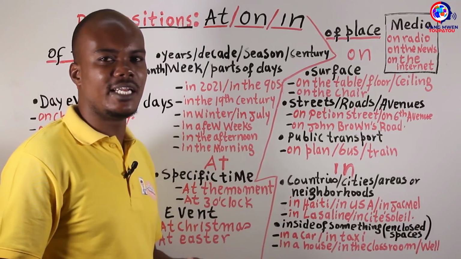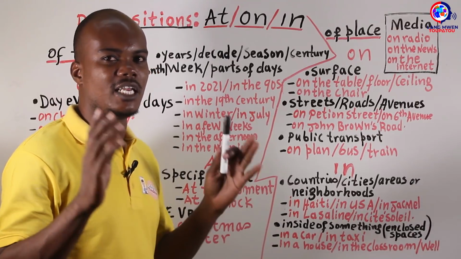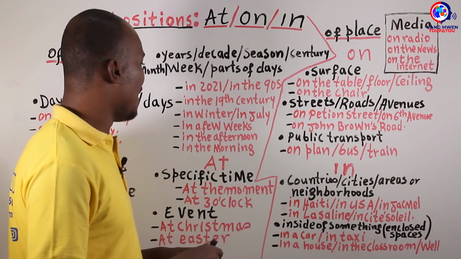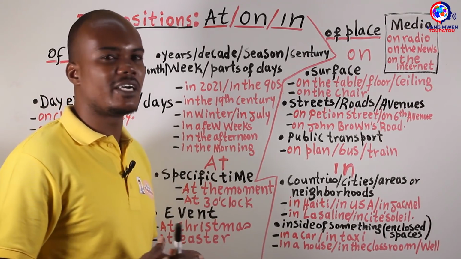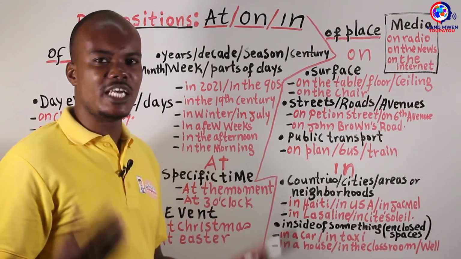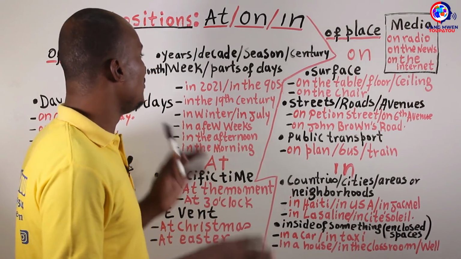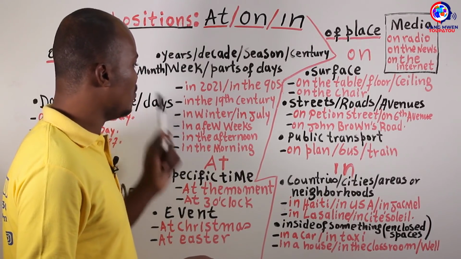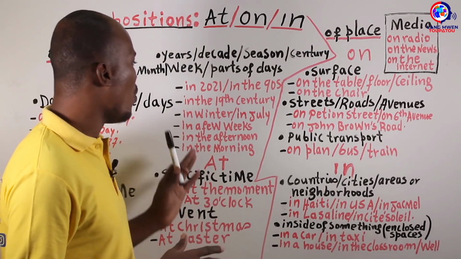You use preposition in before months. All the months in English, you use preposition in. Like in January, in August, in July. So you use preposition in before months.